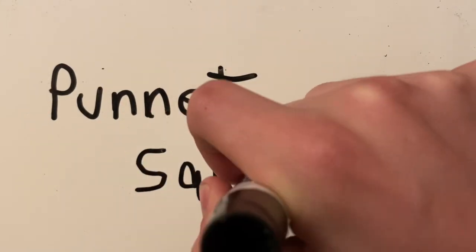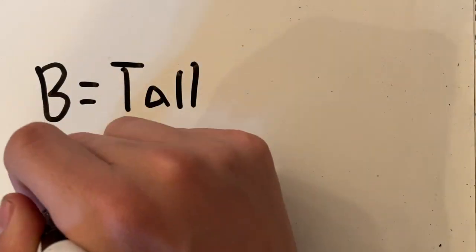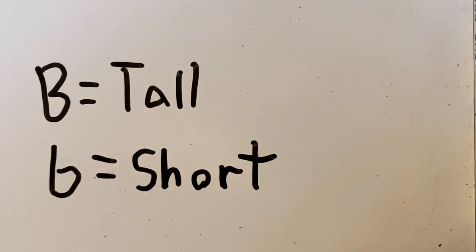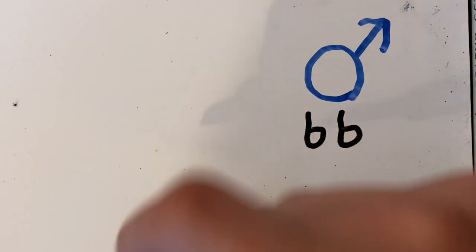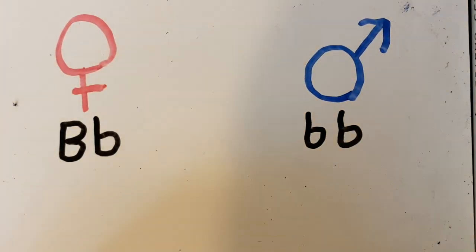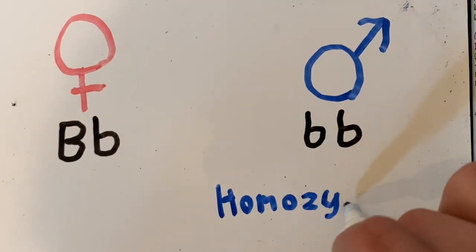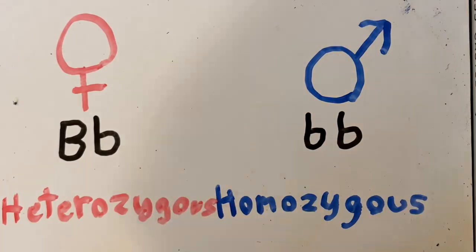Now that we have all this information, we can try making a Punnett square. Let's say that the allele responsible for the trait of being tall is dominant over that of being short. If a homozygous short male and a heterozygous female have an offspring, we can use a Punnett square to determine the phenotype and genotype of that offspring.